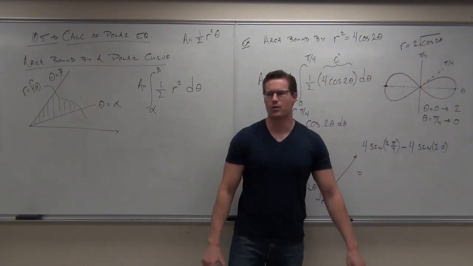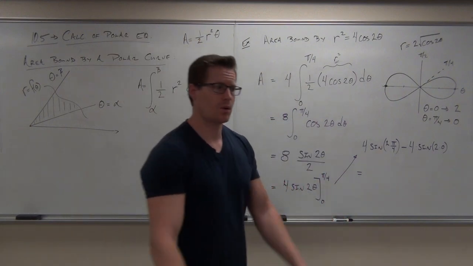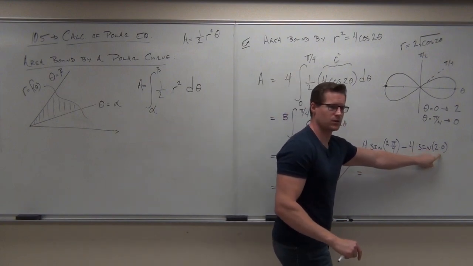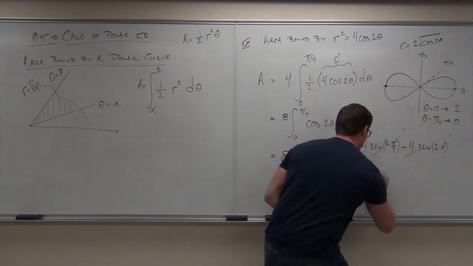What's 2 times pi over 4? Good. What's sine of pi over 2? 1. And 1 times 4 is? 4. What's sine of 0? 0. So this whole thing goes to 0. This thing goes to 1. We get 4 times 1.